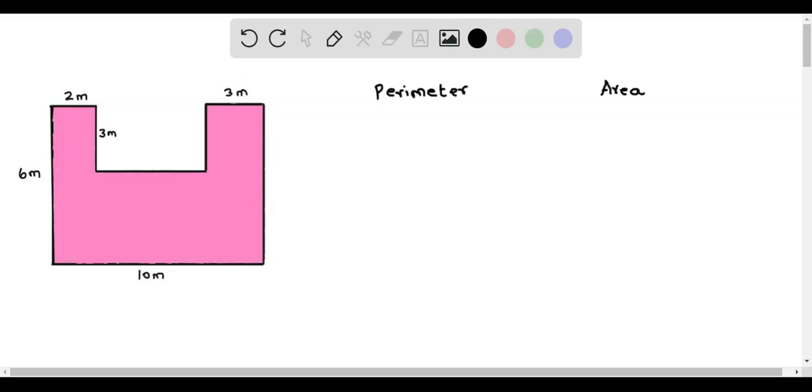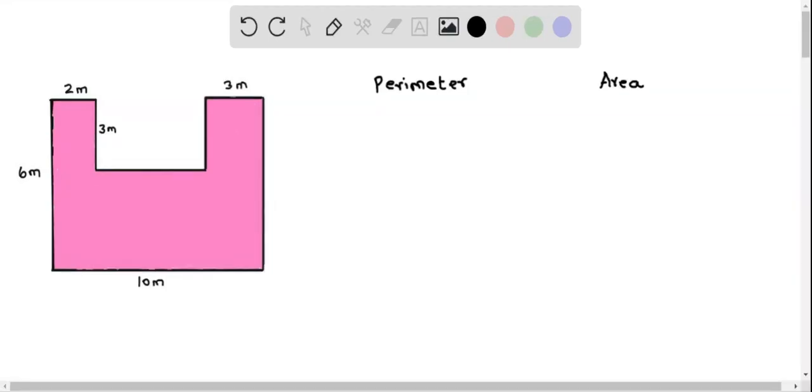Let's determine the perimeter of this non-standard shape. To determine the perimeter, we need to add up all the side lengths when we go around this shape once. Suppose I start from this position, I have to go around the shape, and I have to add this side length, then this side length, then this side length, and likewise I have to add up all the side lengths.